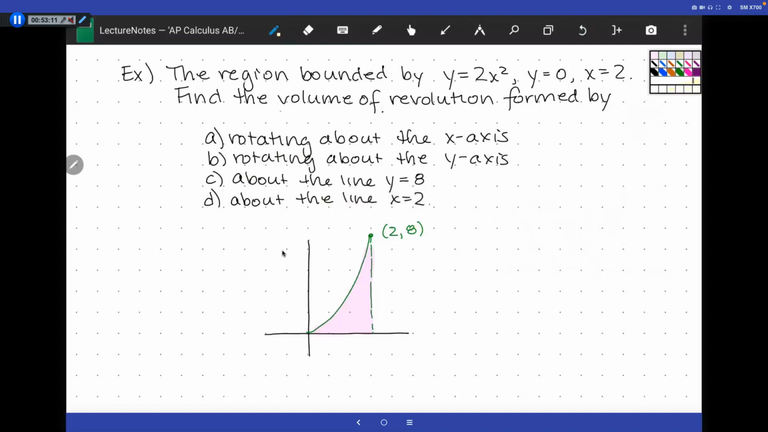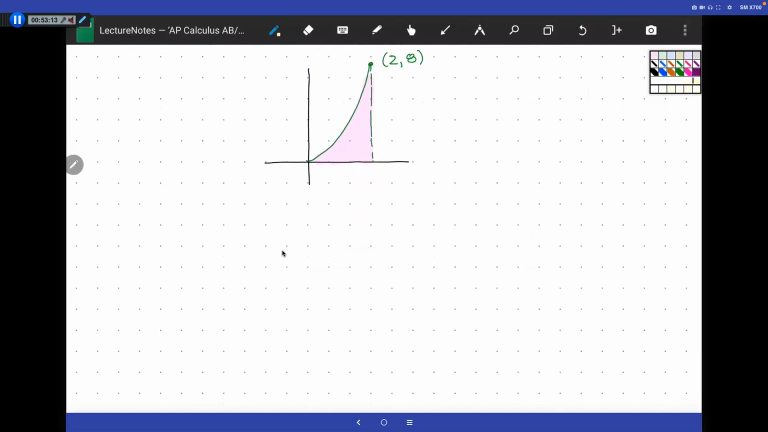Okay, let's do it. Let's first rotate about the x-axis. So, part A, about the x-axis. We'll do the x-axis together, and then I'm going to have you guys set up the y-axis. So I'm going to redraw the picture. We're going to redraw it every single time, but like I said, this is an easy picture to draw every single time. Not a big deal.